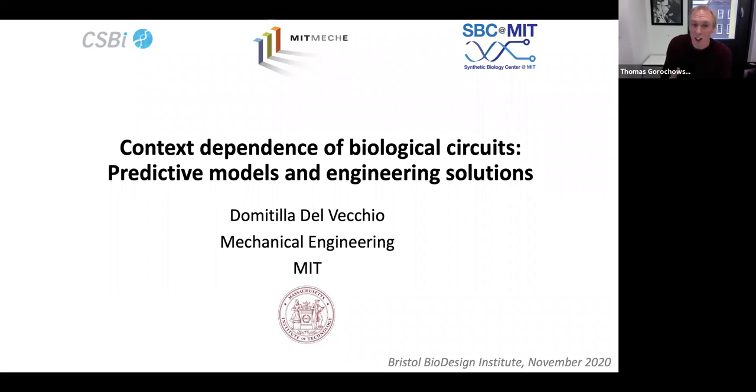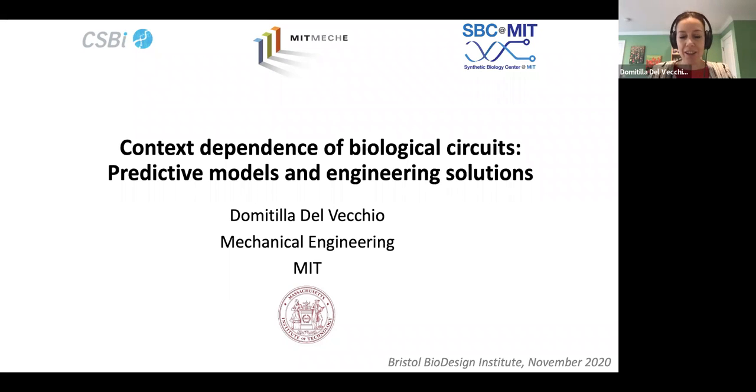But what's really nice is that she doesn't just demonstrate these effects occur, she also uses that theoretical understanding to build new devices that can overcome some of these challenges. And so it's a really nice demonstration of the power of bringing theory and biology together, I think, in terms of actually making biology more rationally engineerable in different ways. And so it's a real pleasure to have her here today. And today she's going to be speaking about context dependence of biological circuits, predictive models, and engineering solutions. And without any further ado, I'll hand over to Domitilla.